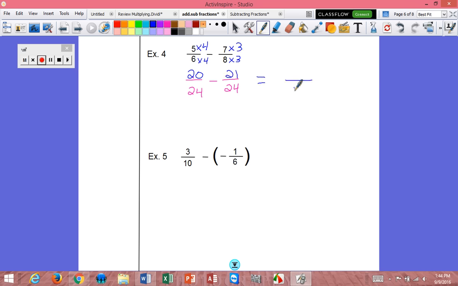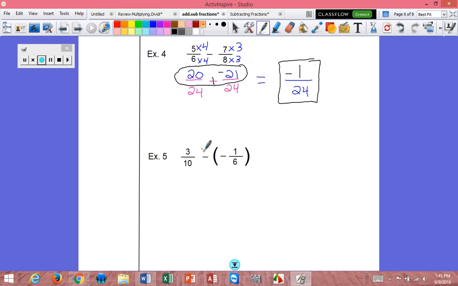I know that the denominator is still going to be 24, and I'm going to circle what I see in the numerator. So we have 20 minus 21. We have a positive number minus a bigger positive number. We can still add the opposite here. So if I change this to addition and make this a negative 21, we have a positive plus a negative. So I'm going to subtract the absolute values. 21 minus 20 is 1. And the absolute value of negative 21 would be bigger than the absolute value of 20. So this is going to be a negative fraction.